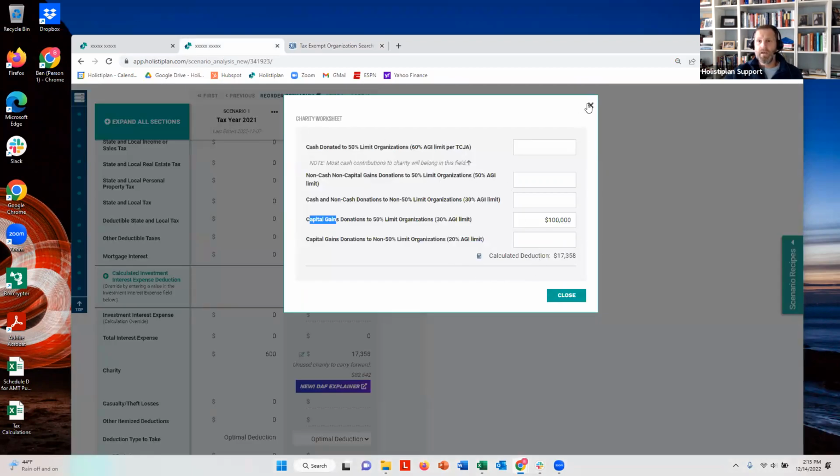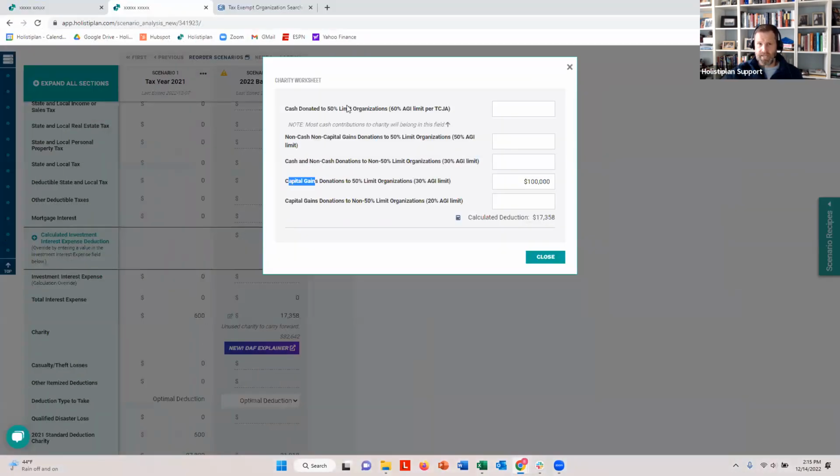Again, a donor advised fund is considered a public charity. So depending on the nature of what you're giving, you would use either the top box, the third box, or the fifth box. If you're donating stock, first box, second box, or the fourth box. If you were donating stock to a donor advised fund, you would use the fourth box. If you're donating cash, you would use the first box, right?